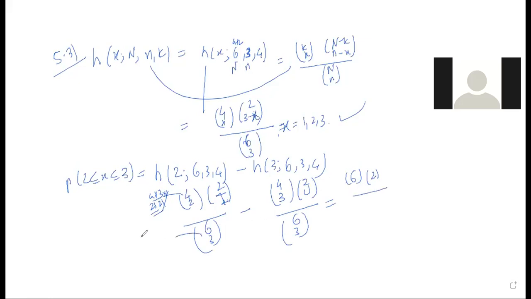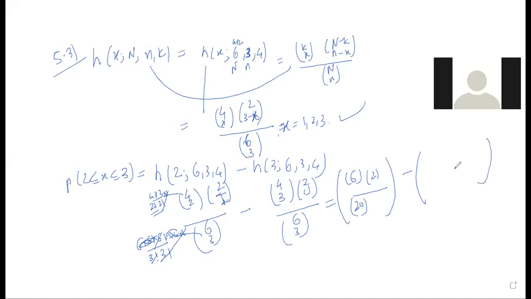6C3. 6C3 can be written as 6 factorial divided by 6 minus 3, which is 3 factorial, and 3 factorial. 6 into 5 into 4 into 3 factorial, and 3 factorial will get cancelled out. 3 into 2 is 6, and 6, so 5 4s are 20. So here you're going to get 20. So that is my first part.